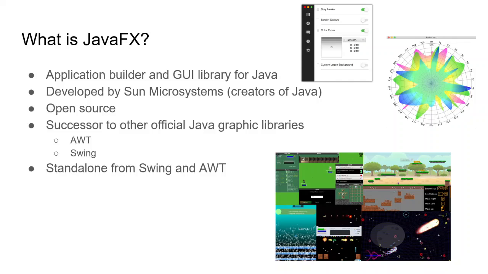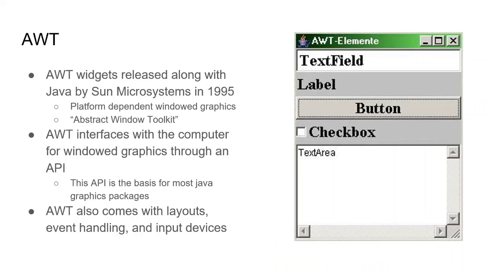It's a successor to other official Java graphics libraries. These include AWT and Java Swing. Java Swing contained more implementation and support for backwards compatibility with AWT than JavaFX does for Swing and AWT. So it's a more limited successor and not really as direct as Swing and AWT. So before we move on to JavaFX, let's look at its predecessors.